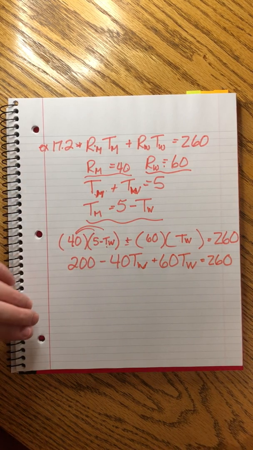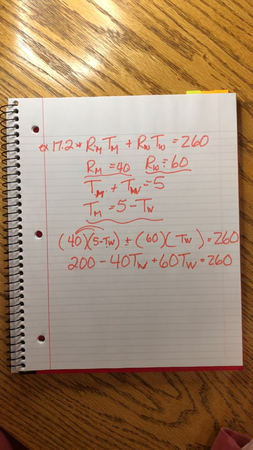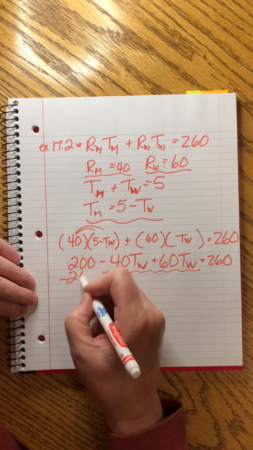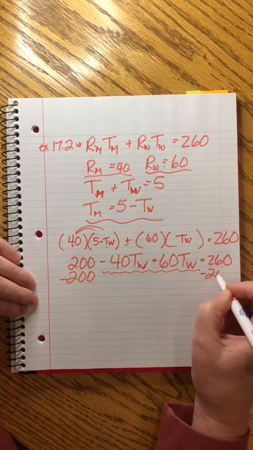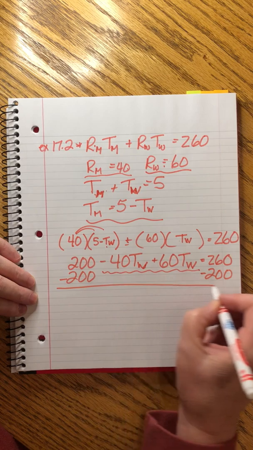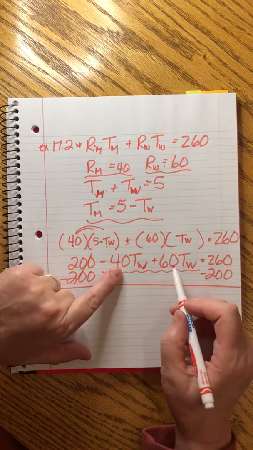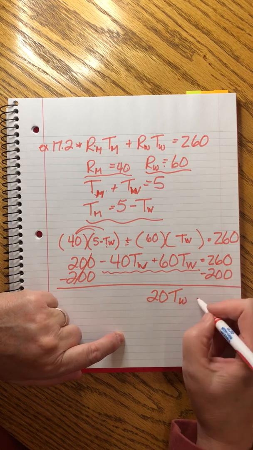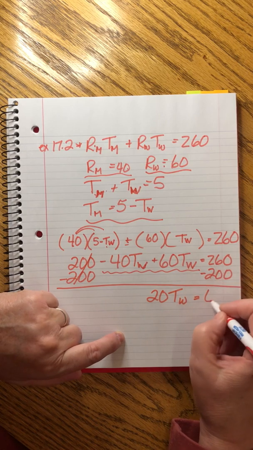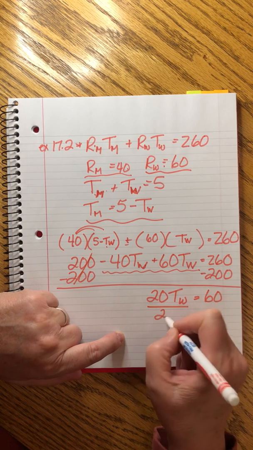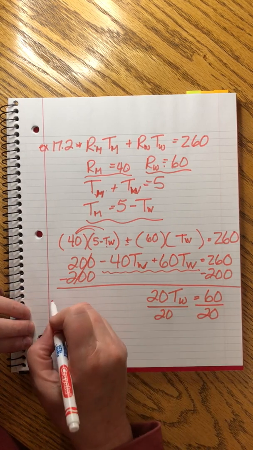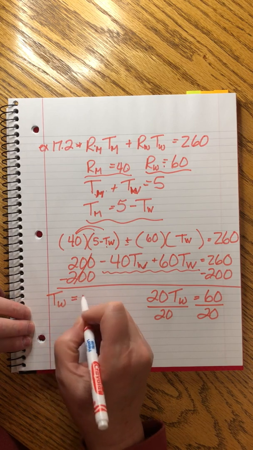So, what should we do next? I wish you were here so I could ask you all these questions myself. We're going to combine like terms here, and then we'll swim the 200 away. This cancels. These two together give me 20 TW. And when I add those two, I get 60. Divide, and I get TW equals 3.